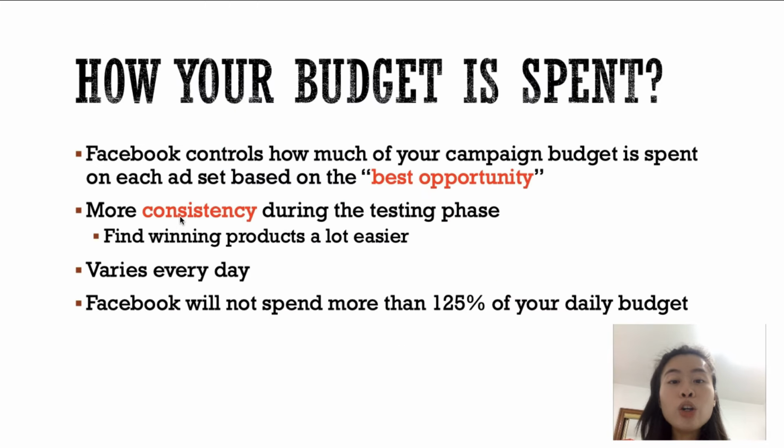So how is your budget going to be spent? I get a lot of questions about this. Basically, Facebook controls how much of your campaign budget is spent on each of your ad sets based on the best opportunity for that day. I find that with CBO, I get more consistency during the testing phase because you're letting Facebook dictate that ad set number 2 is performing better, so we're going to put more of your budget towards that ad set. For me, finding winning products using CBO campaigns is a lot easier. It does vary every day based on your budget because Facebook is finding, like I said, the best opportunity for you.